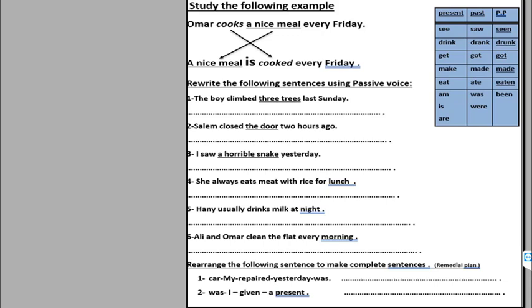Now, on your right, you can find the conjugation of the verbs: present, past, and past participle. See, saw, and seen. Drink, drank, drunk. Get, got. Make, made, and made. Eat, ate, eaten. Am, is, or are, was, were, and been in the past participle. Now it's your turn to do the task on your own.